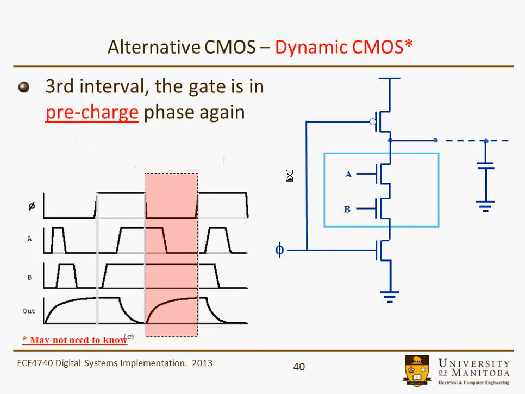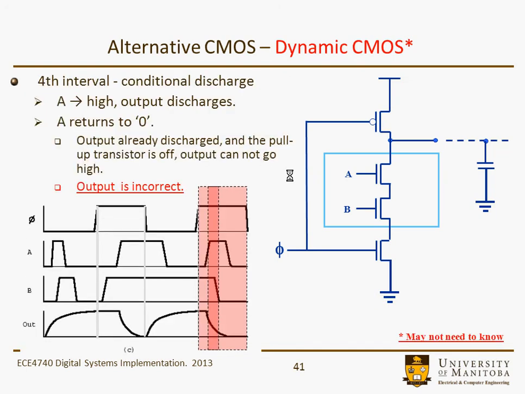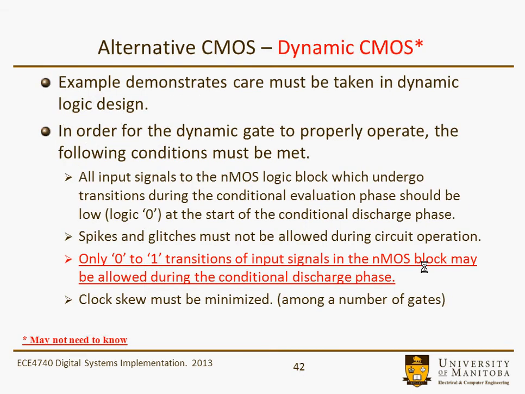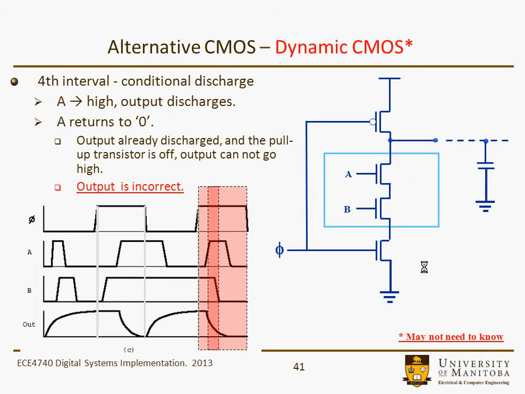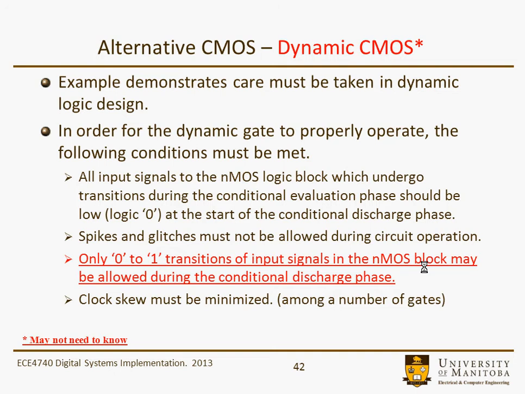And then there's a pre-charge and then an evaluation where there were simultaneous ones on these inputs, A and B, and it would have erroneously discharged some of the charge from that capacitor. So that just points out that there are some issues with dynamic logic design that have to be taken into account. One of the main rules that comes out of this, if you're using that type of structure, is that you try to make a rule so that only 0 to 1 transitions on input signals could occur on the NMOS block. And that'll lead to another slight evolution of the dynamic logic gate.